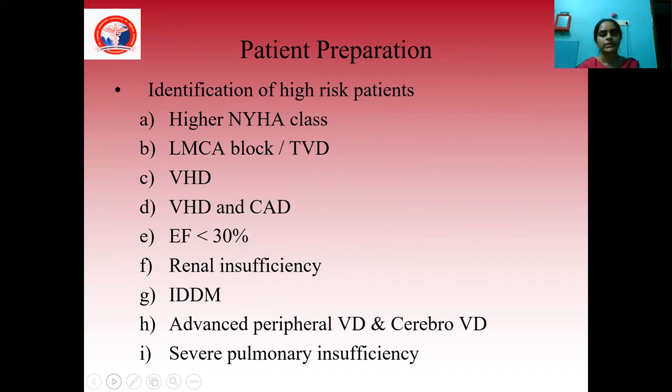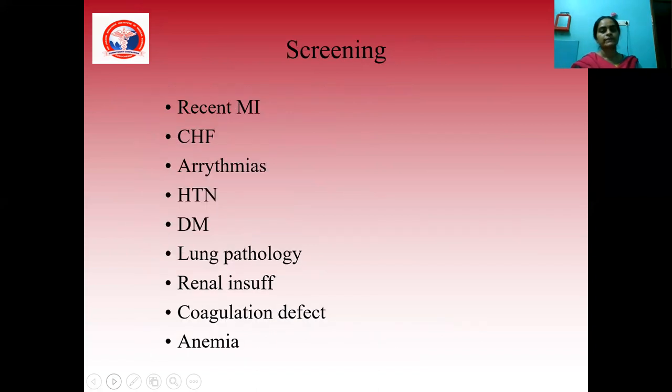For patient preparation, there should be identification of high-risk patients. Who are the high-risk patients on our list? Those with higher New York Heart Association class, left main or multivessel coronary artery disease, valvular heart disease, ejection fraction of less than 30%, severe renal insufficiency, insulin-dependent diabetes mellitus, advanced peripheral vascular disease and cerebrovascular disease, and severe pulmonary insufficiency.